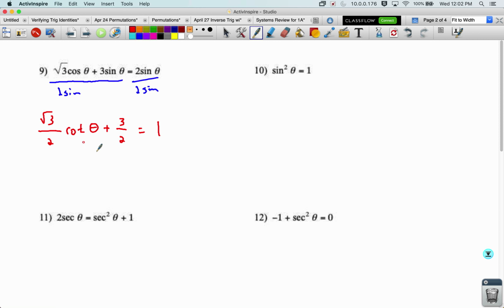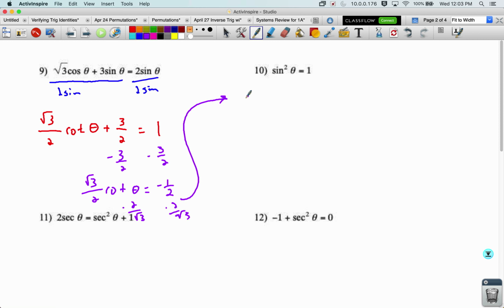Now I've got it down to just cotangent. I can move everything to the other side and solve. So let's do that. Minus 3 halves, minus 3 halves. So now I've got square root of 3 over 2 cotangent of theta equals -1/2. I'll just go over here because that one's pretty easy. Multiply both sides by 2 over root 3. So now I've got just cotangent of theta equals, the 2's cancel out, -1 over root 3.